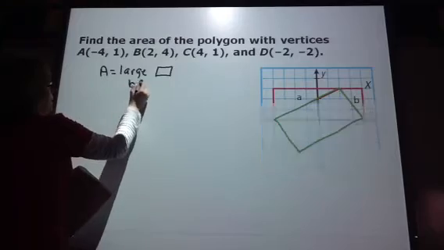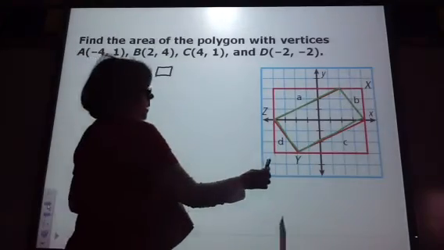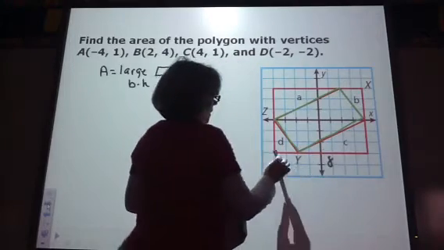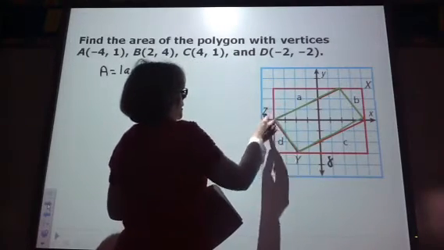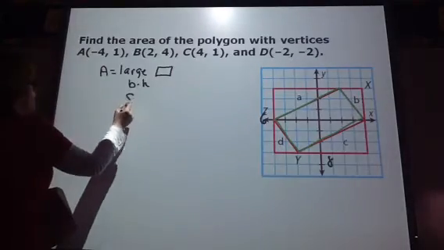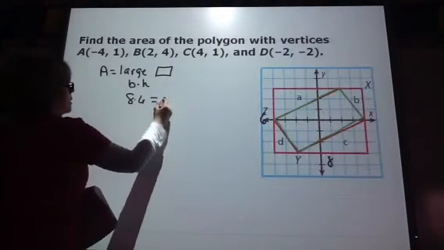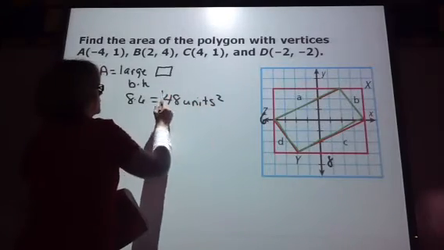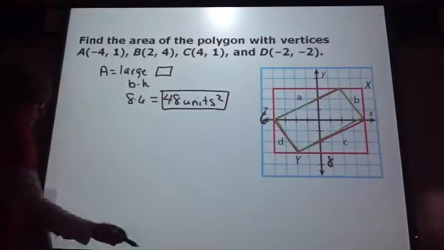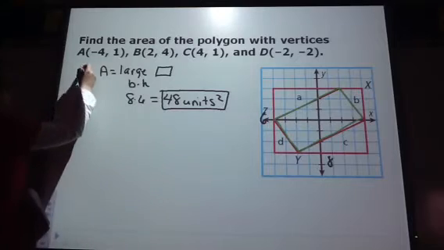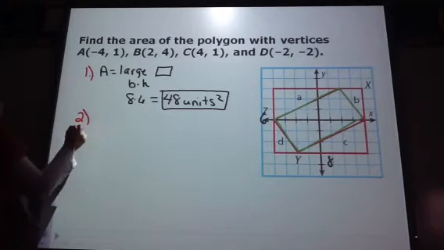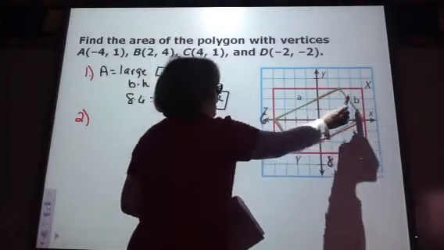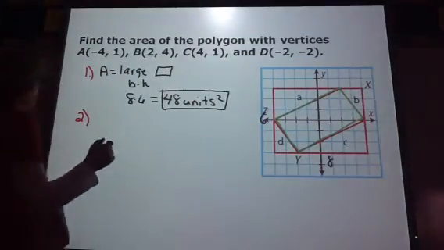Okay, so that's base times height. So we have 1, 2, 3, 4, 5, 6, 7, 8. And we have 1, 2, 3, 4, 5, 6. So it's going to be 8 times 6, which is going to give us 48 square units. Okay, so there's the larger triangle. Second step is we're going to find the area of each one of these triangles, triangle A, B, C, and D, and subtract out.